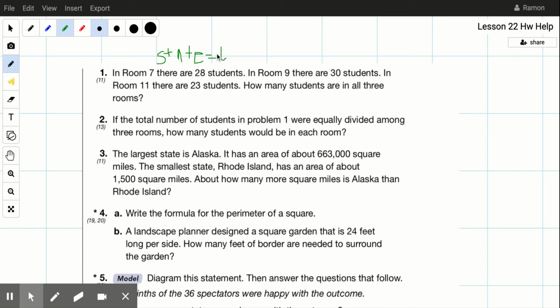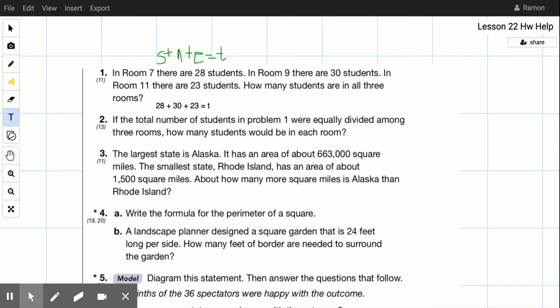So from there, all we have to do is substitute values. In this instance, S for 7 is 28. And then we have N for 9, which is 30. And room 11 has 23. Okay, cool. This total. Number 2. And from there, all you have to do is divide the add-ins to solve.